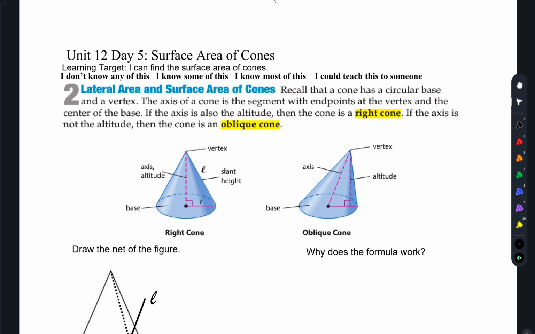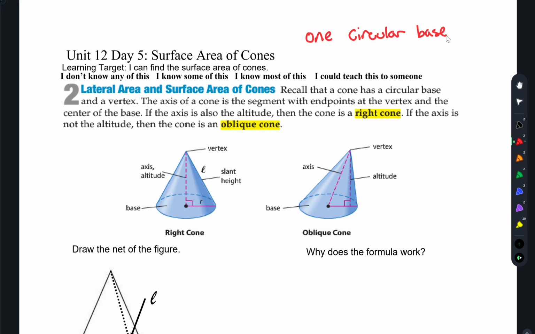We're using all of the same vocab and stuff that we used for pyramids. A cone is just a fancy pyramid with one base, obviously, because it's a pyramid, but that base is circular. So we have one circular base. I'm not going to spend too long on this vocab.